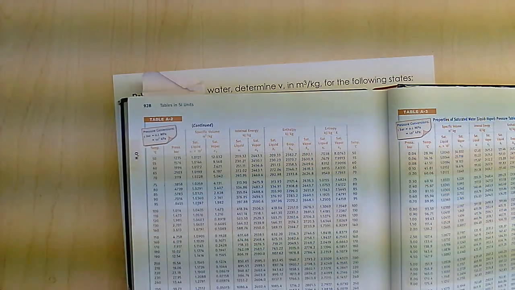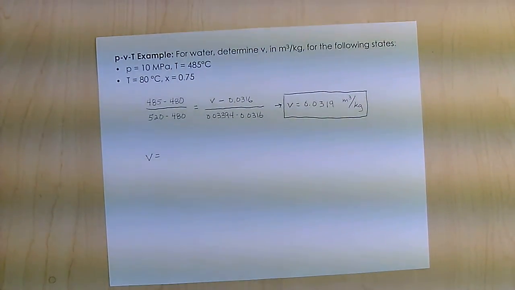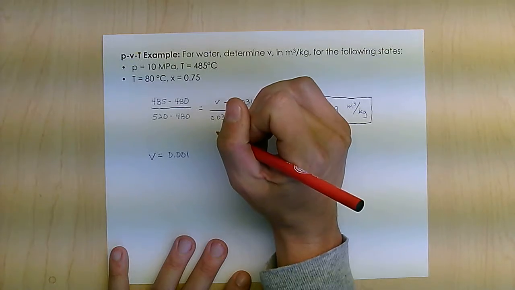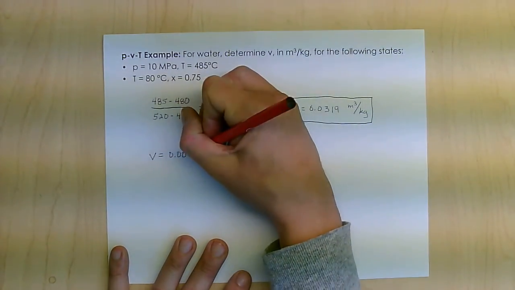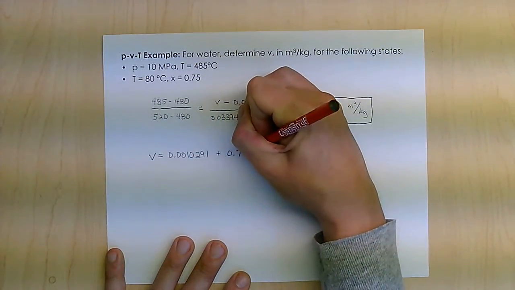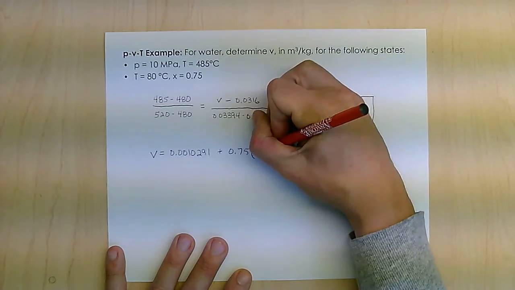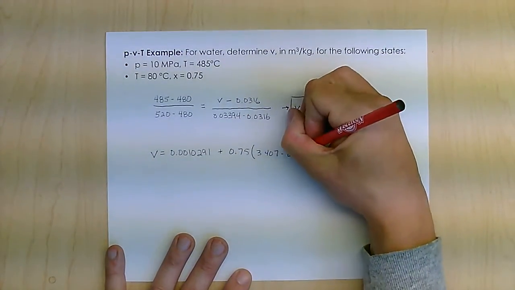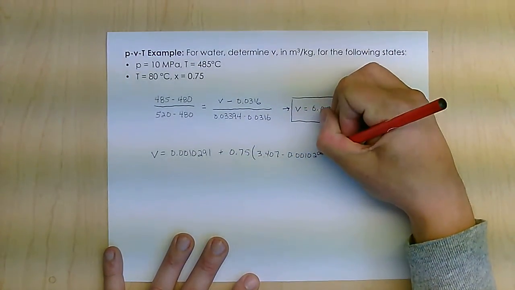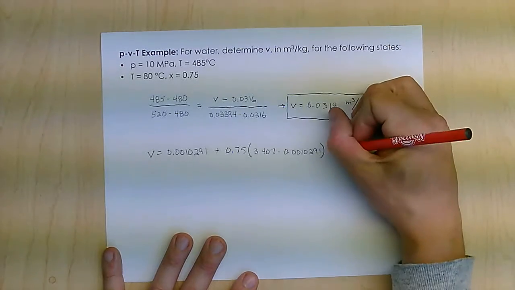between those two. So the equation I'll use to write that volume is that volume equals the lower volume, which again is 0.0010291, plus 75% of the difference between the saturated vapor and the saturated liquid, which is going to be 3.407 minus 0.0010291. So again, I'm 75% of the way between these two. That's the volume that I will be at.